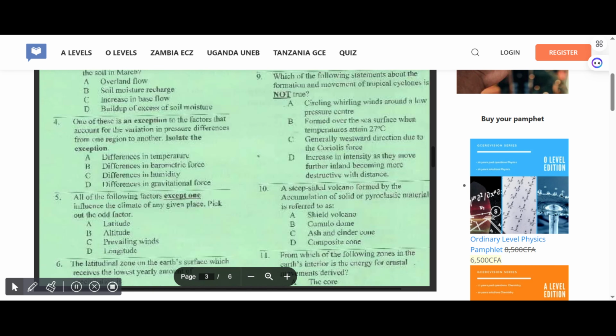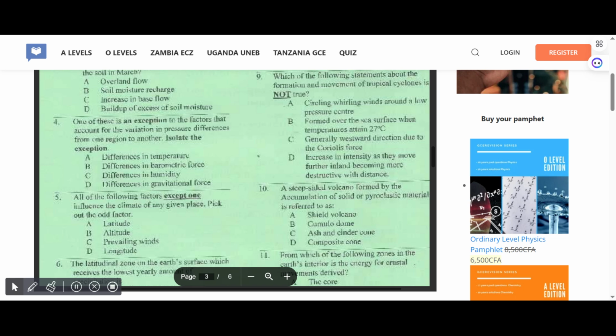One of these is an exception to the factors that account for the variation in pressure differences from one region to another. Isolate the exception. Correct answer is B, which is differences in barometric force.